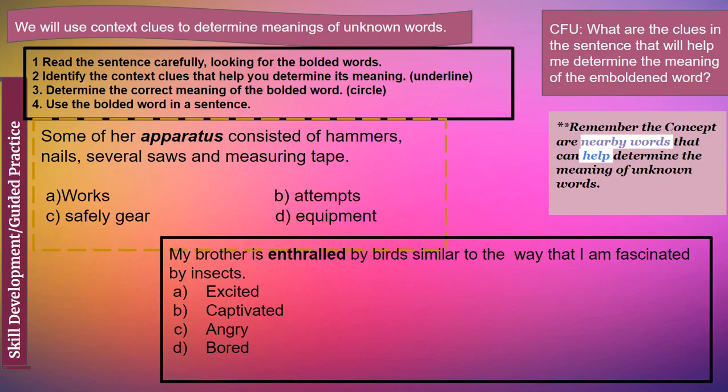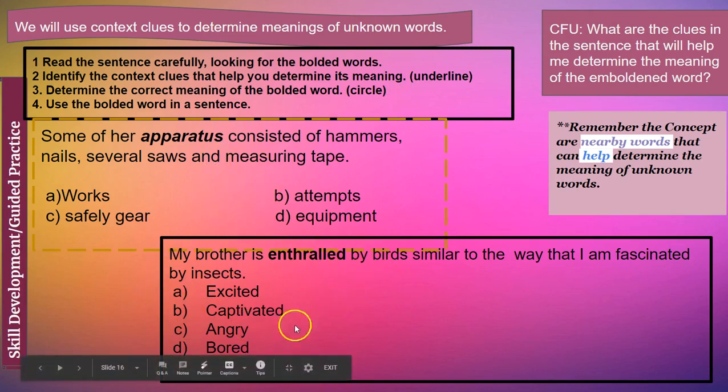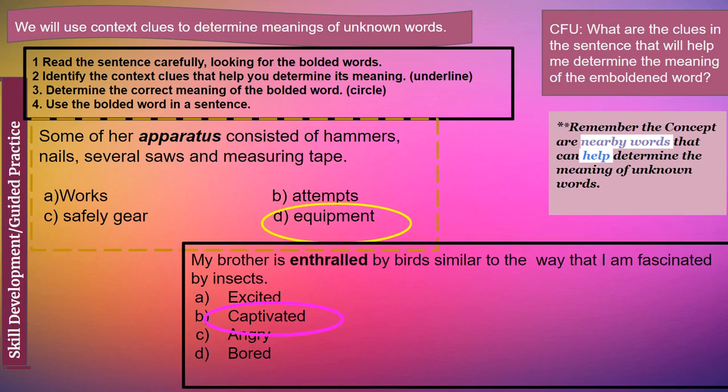Let's take another example. So again, I'm going to do the first one, and when you come into class, you guys will actually do the second one, the throttle. So some of her apparatus consists of hammers, nails, several saws, and measuring tape. Well, I guess we could go ahead and do the other one. Apparatus. We have these examples, right? A hammer, a nail, and several saws. All of these things sound like equipment, right?